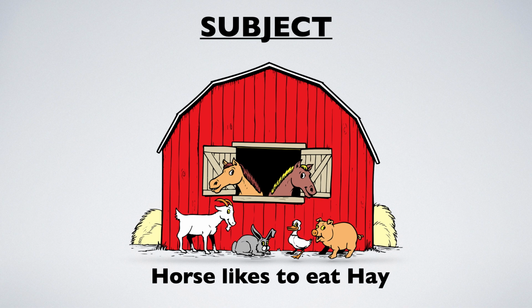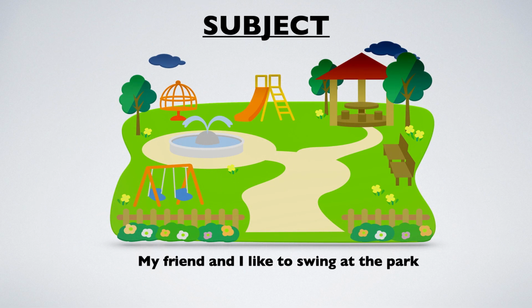Now let's discuss some examples. Horse likes to eat hay. Here in this sentence, horse is the subject and likes to eat hay is the predicate part. Next, my friend and I like to swing at the park. So here my friend and I is the subject. This is an example of compound subject because here you can find multiple nouns, my friend and I.